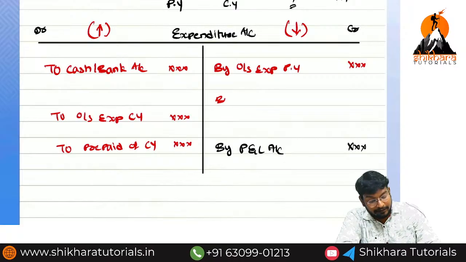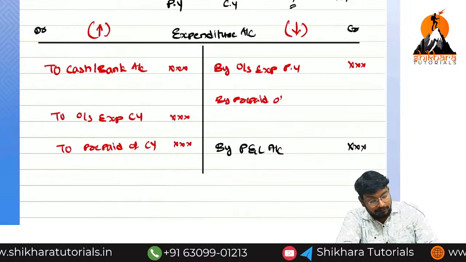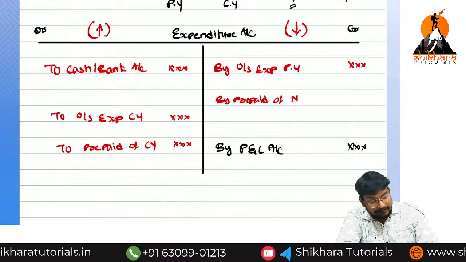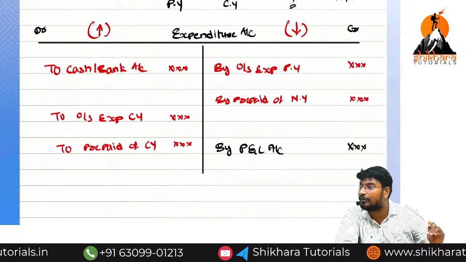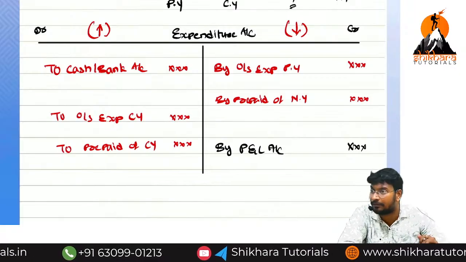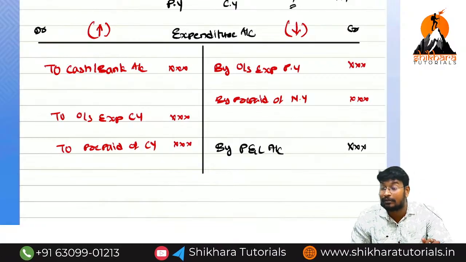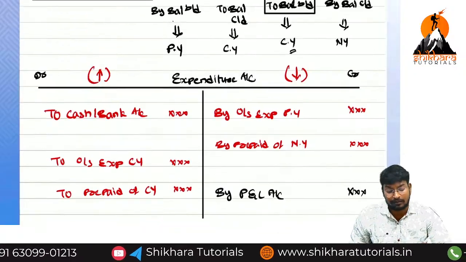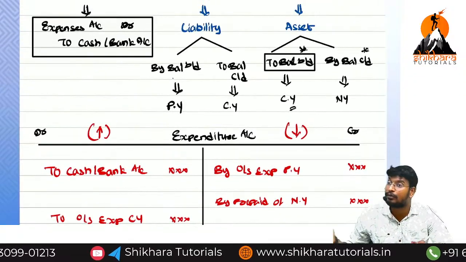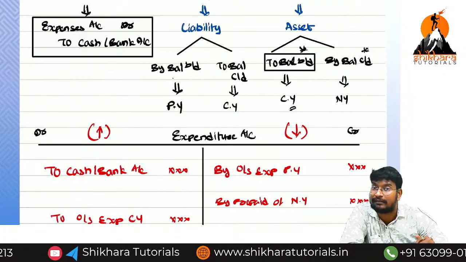Now what do we need to write? By prepaid of next year. This is how we write the expenses account. For understanding purposes, we can write like this. Now for remembering purposes, how can we remember? Consider, not consider. We can remember the opening balance and closing balance like that.